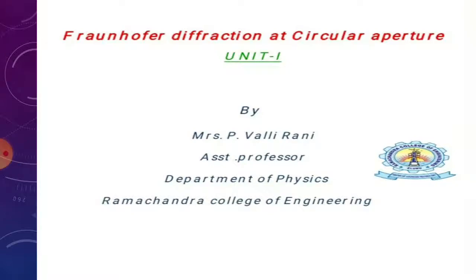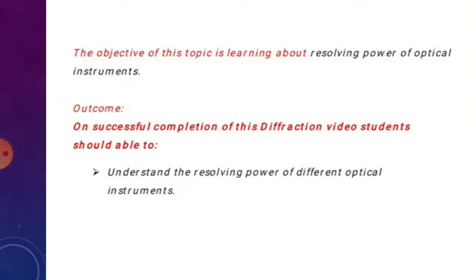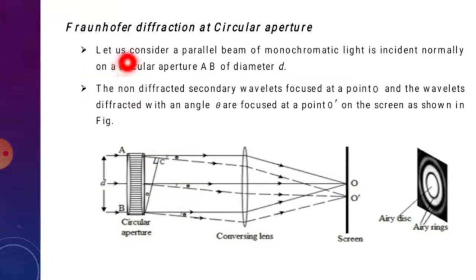In this video, we will learn about Fraunhofer diffraction at circular aperture. Before going to discuss this topic, let me state the objectives and outcomes of this topic. The objective of this topic is learning about resolving power of optical instruments. Now let us see the outcome. On successful completion of this diffraction video, the student should be able to understand the resolving power of different optical instruments. So this is the outcome of this topic.